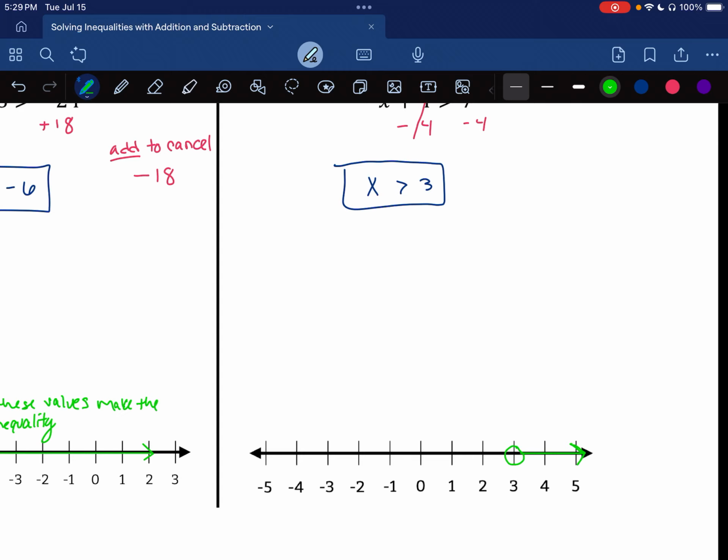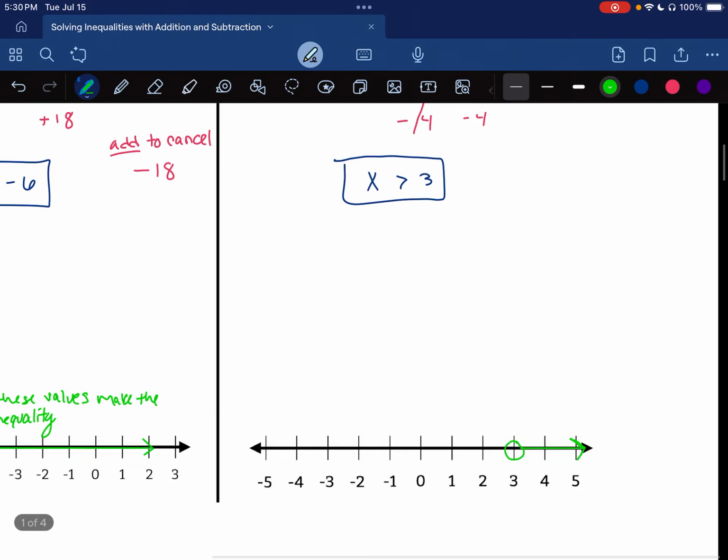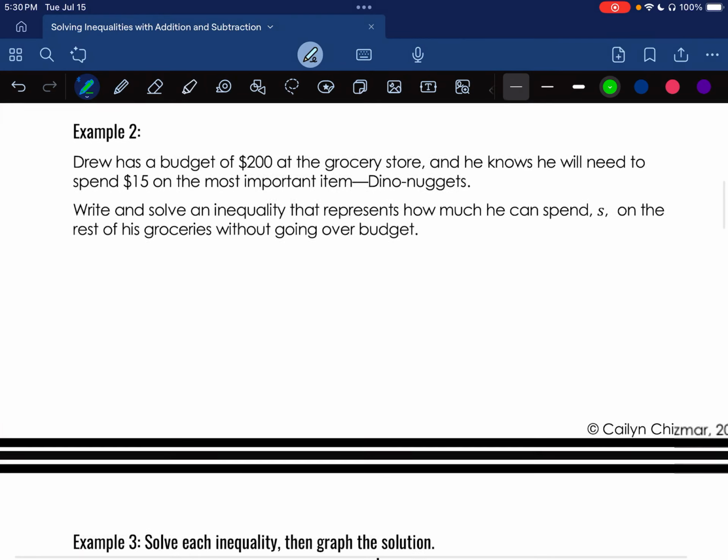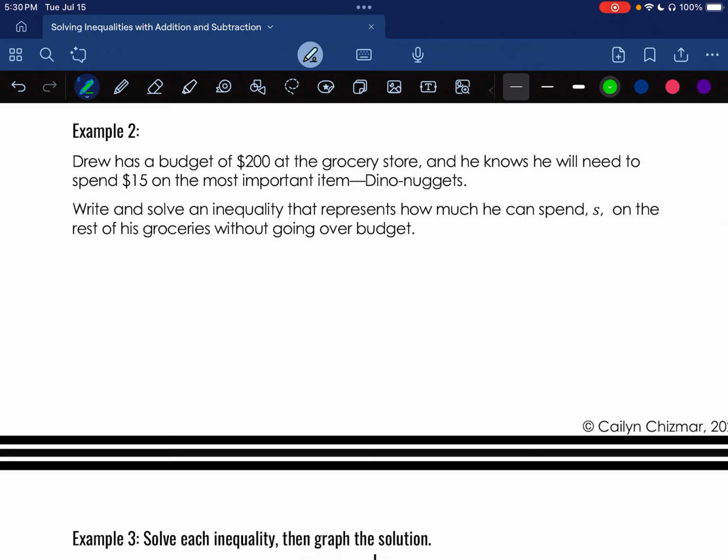All right, let's go ahead and try a word problem here. So Drew has a budget of $200 at the grocery store, and he knows he will need to spend $15 on the most important item, dino nuggets. All right, so this budget of $200 means he can't go over. So he can spend exactly $200 or he can spend less. And he knows he has to spend $15 on the most important item, dino nuggets.